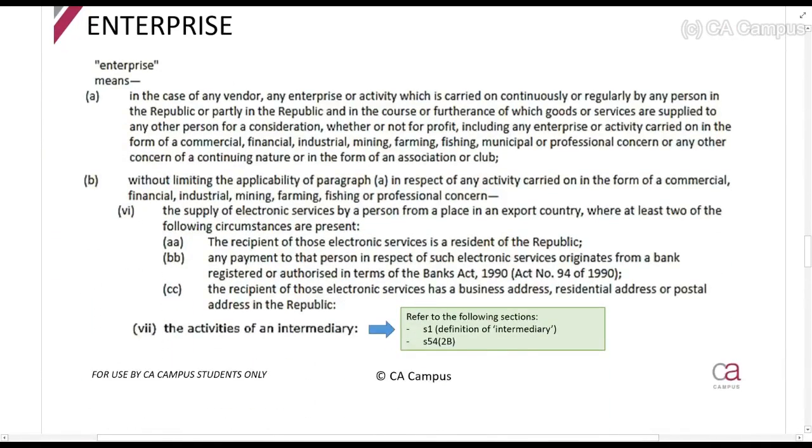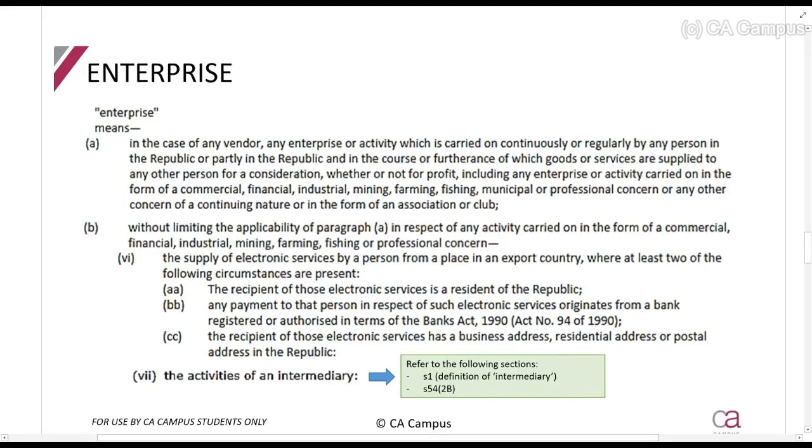So what is an enterprise? This is in section 1, guys. It's a long definition. I've only taken out the most important parts for our discussion here. Enterprise, section 1, means, in the case of any vendor, any enterprise or activity which is carried on continuously or regularly by any person in the Republic or partly in the Republic. So you must be in South Africa or part of South Africa.